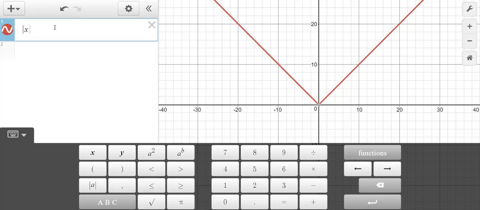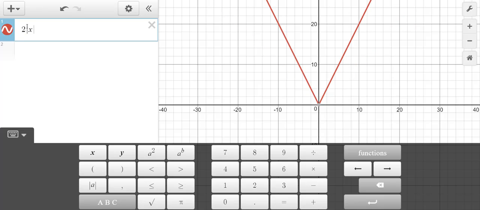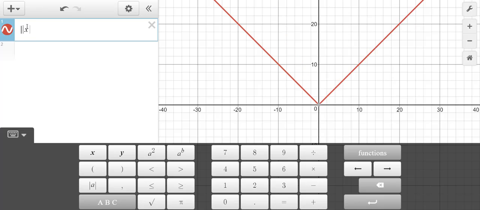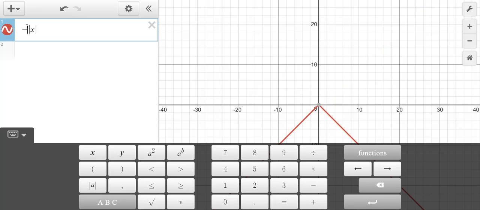It looks like this. The rules about shifting and stretching and moving of this particular function behave the same as for any other function. So for example, if I just multiplied it out front by 2, that means every y value that's currently there gets doubled, which will make it a steeper graph. If we make it negative, the whole thing flips over.